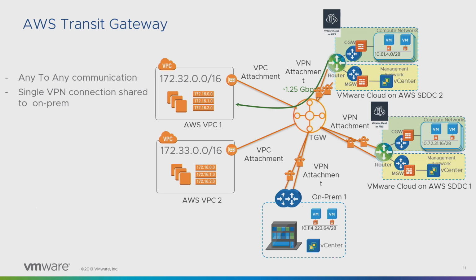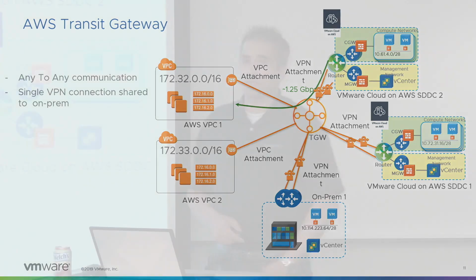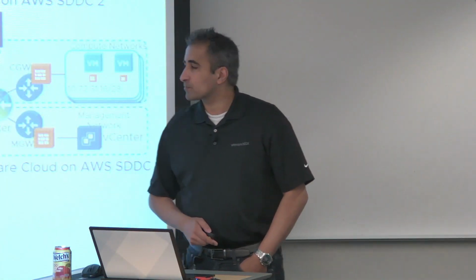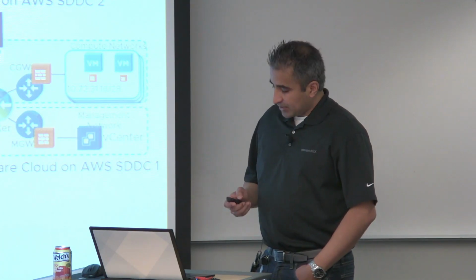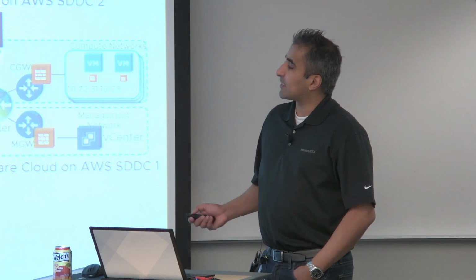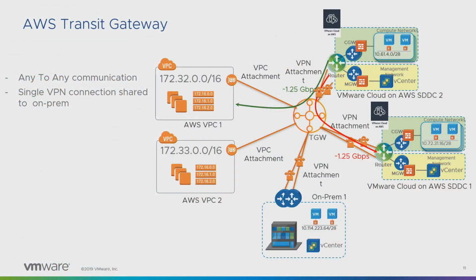Yes, everything I'm talking about today is supported. I'm not talking about any roadmap items. So you could get this any-to-any communication. The other benefit is that I could have one VPN attachment connectivity to this Transit Gateway, and I could share this connectivity with all my spokes, whether they're VPCs or SDDCs. You can see this is a VPN attachment.